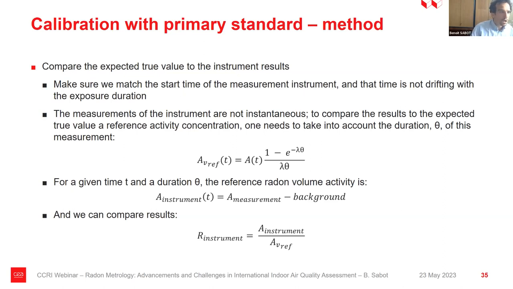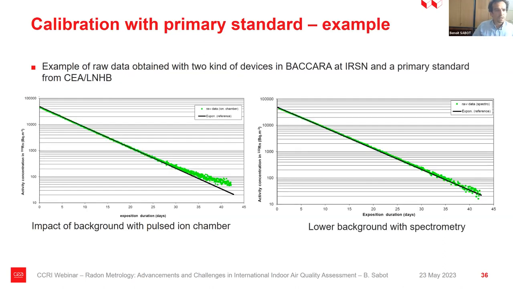What I learned is, in fact, back in my PhD study, when I was working at LNHB, and I was also working at IRSN, that we were using Baccarat, which was a huge gas chamber of 1 cubic meter. In this system, we were using the radon standard in Baccarat, and here you have an example of two devices: one based on the pulsed ion chamber technique, and one based on alpha spectrometry.